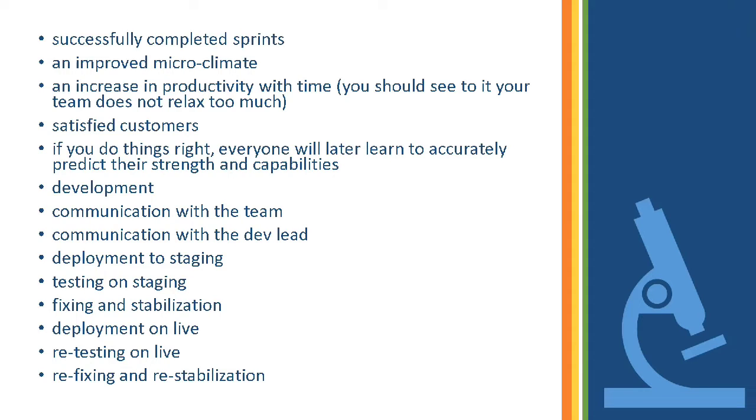You should see to it that your team does not relax too much. Satisfied customers, and if you do things right, everyone will later learn to accurately predict their strengths and capabilities. Next. Development, communication with the team, communication with the dev lead, deployment to staging, testing on staging, fixing and stabilization, deployment on live, retesting on live, and refixing and restabilization.